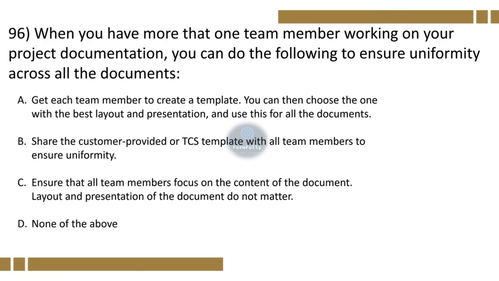Question 96. When you have more than one team member working on your project documentation, you can do the following to ensure uniformity across all the documents. Option A, get each team member to create a template. You can then choose the one with the best layout and presentation and use this for all the documents. Option B, share the customer provided or TCS template with all the team members to ensure uniformity. Option C, ensure that all team members focus on the content of the document. Layout and presentation of the document do not matter. Option D, none of the above. And the correct option is B.